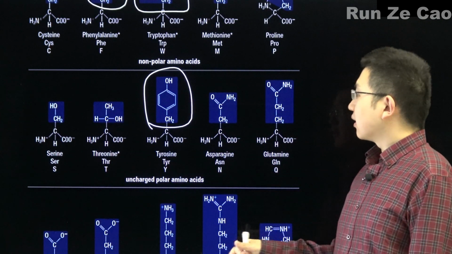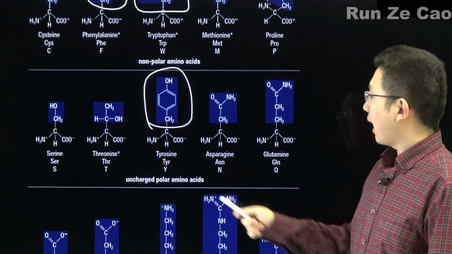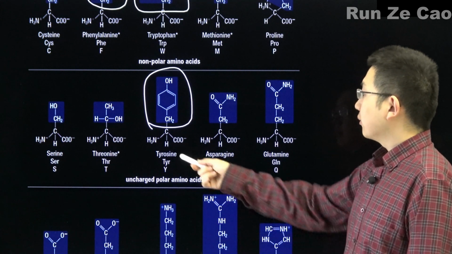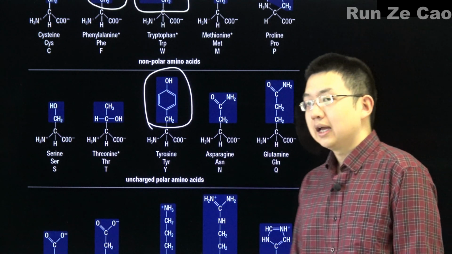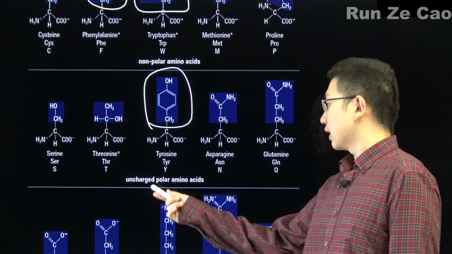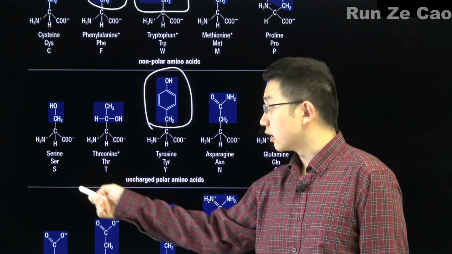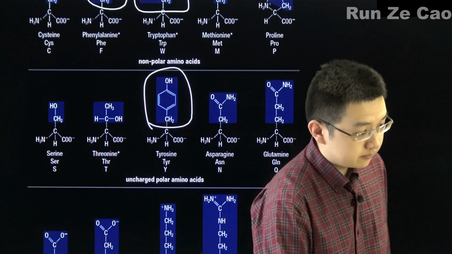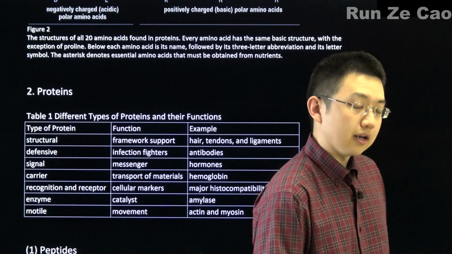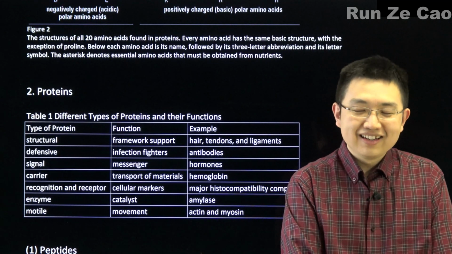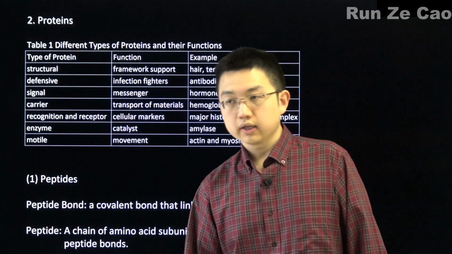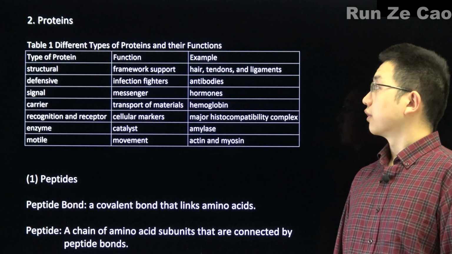Now we do point out though that mileage will vary on how polar these are and thus how hydrophilic they are. For example, tyrosine is not quite as hydrophilic as just calling it an uncharged polar like serine would have you believe, just because the benzene ring is huge and not exactly hydrophilic. Now, proteins, of course, we know that proteins can be used for all sorts of things.